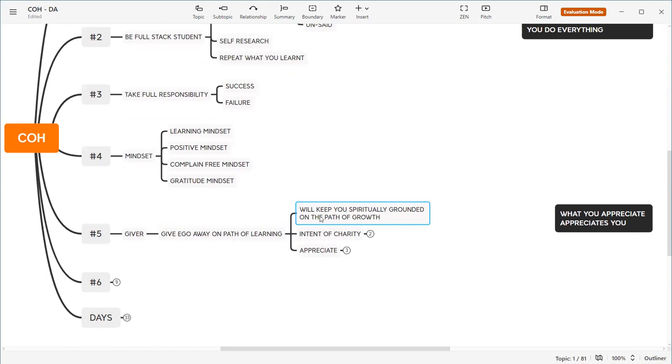It means spiritually grounded means your happiness level increases. As I said, happiness is the new productivity, and that is the demand of the corporate. And that's the reason when you get loaded in gratitude, that leads to happiness. Remember, it's the new productivity that generates productivity, and that is the demand of the corporate today. And that's the reason you are requested to keep ego away on the path of learning.